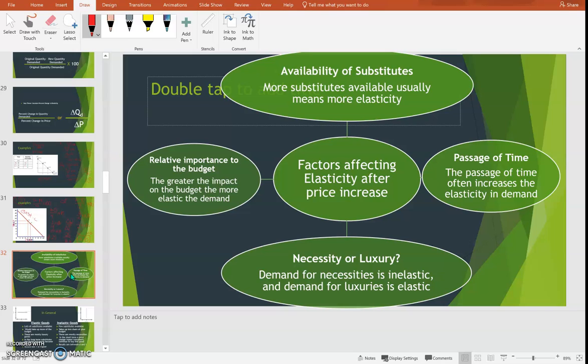The passage of time. The passage of time often increases the elasticity in demand because as time goes on, we find other items that can replace that one good.